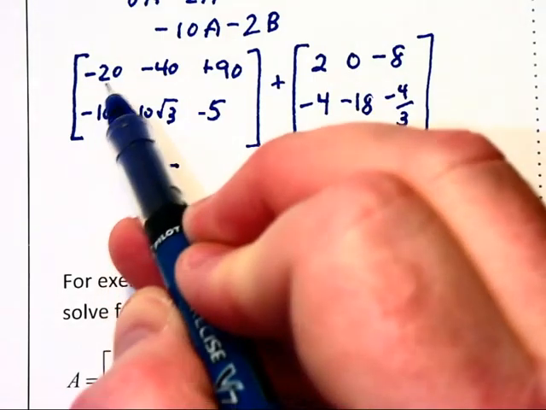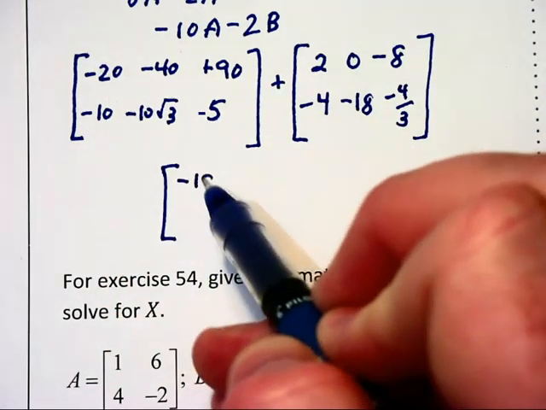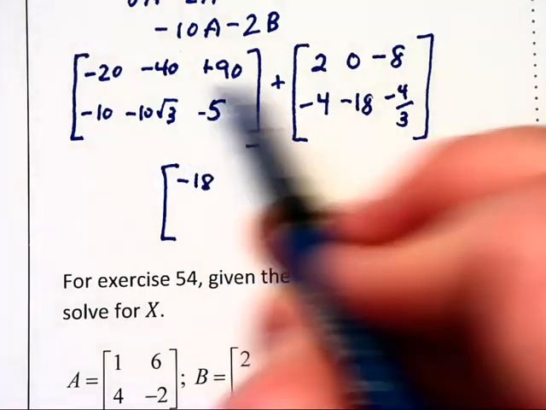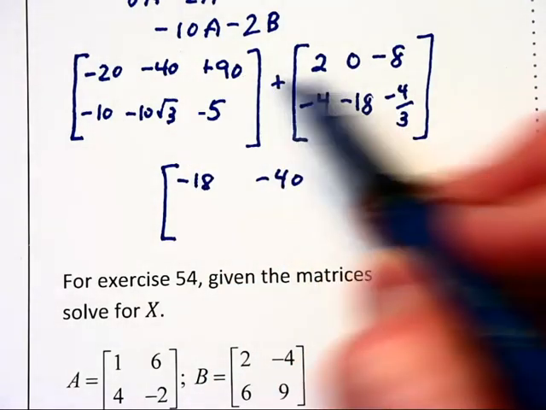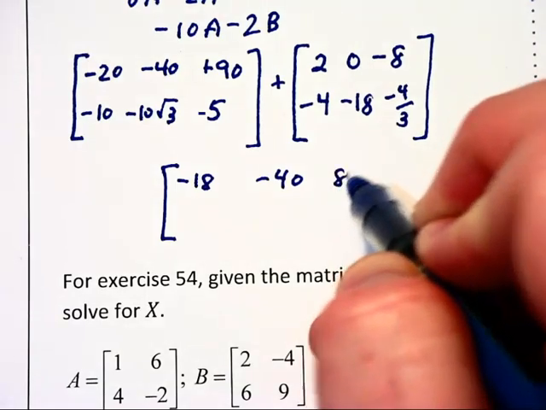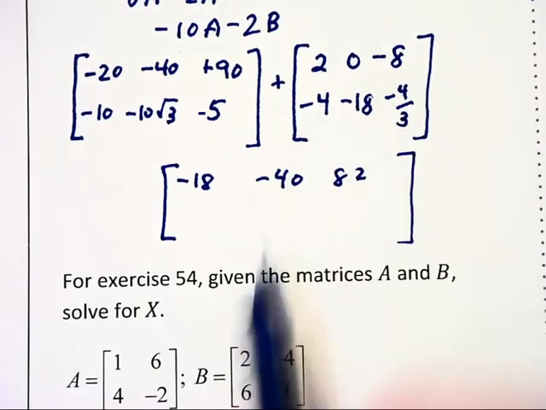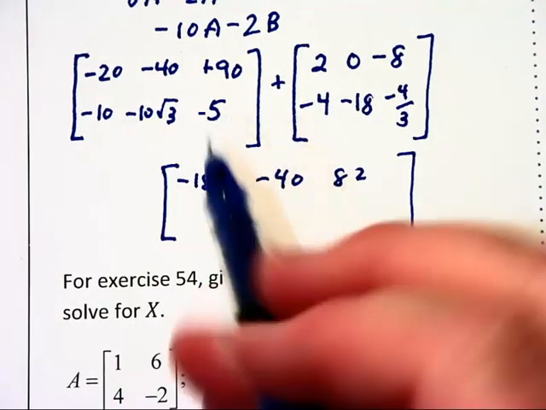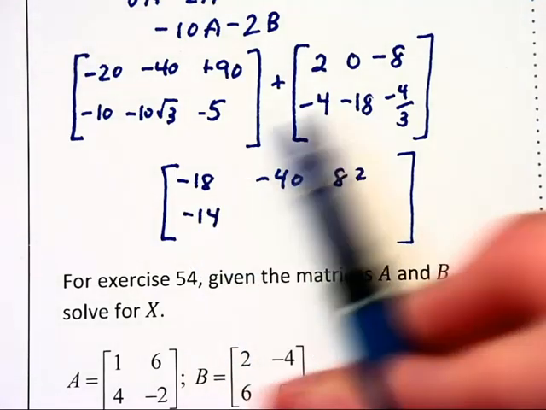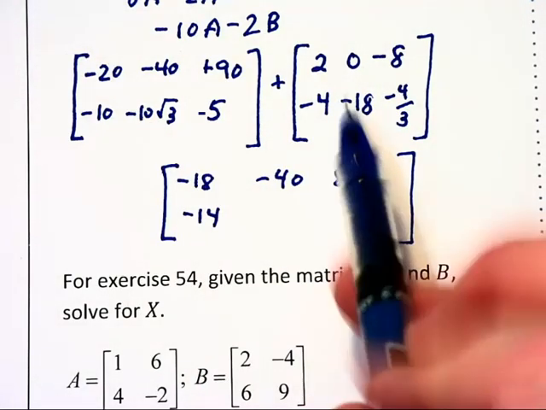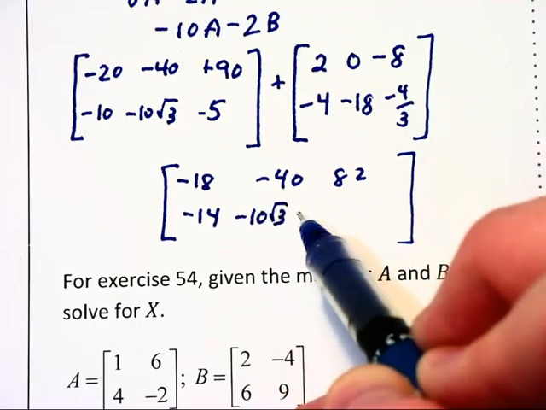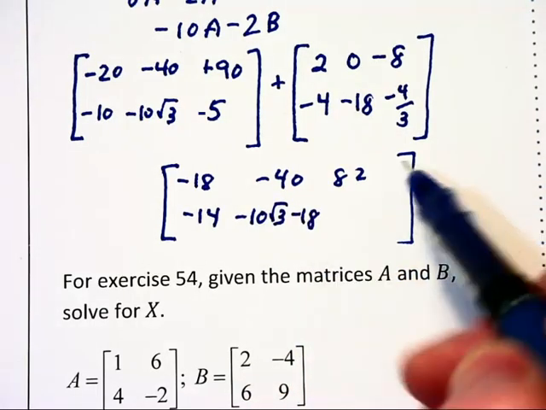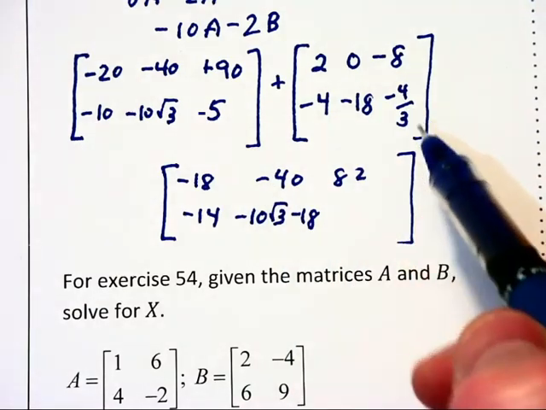Top left, negative 20 plus 2 is negative 18. Top center, negative 40 plus 0 is negative 40. Top right, 90 minus 8 is 82. Bottom left, negative 10 plus negative 4 makes negative 14. Now I don't have like terms there, so I'm just going to write that as negative 10 root 3 minus 18. And then 5 minus 4 thirds.